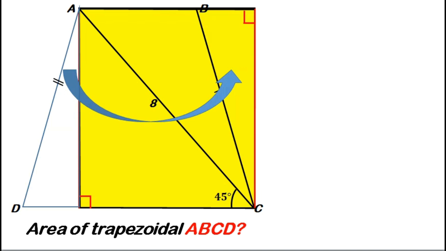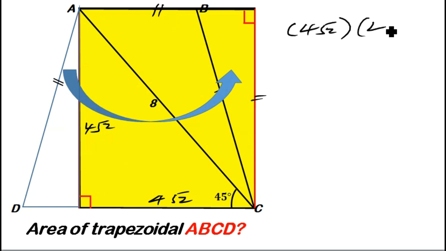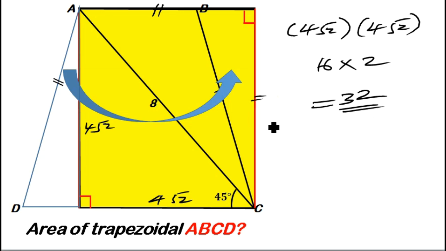And what have we found? We found this length to be 4 root 2, and this length we've also found to be 4 root 2. So it means this diagram is a square. So how do we get the area of a square? It is just length times length, meaning the area of the square is 4 root 2 times 4 root 2. So 4 times 4 is 16, then root 2 times root 2 is 2. So you get the area is 32.